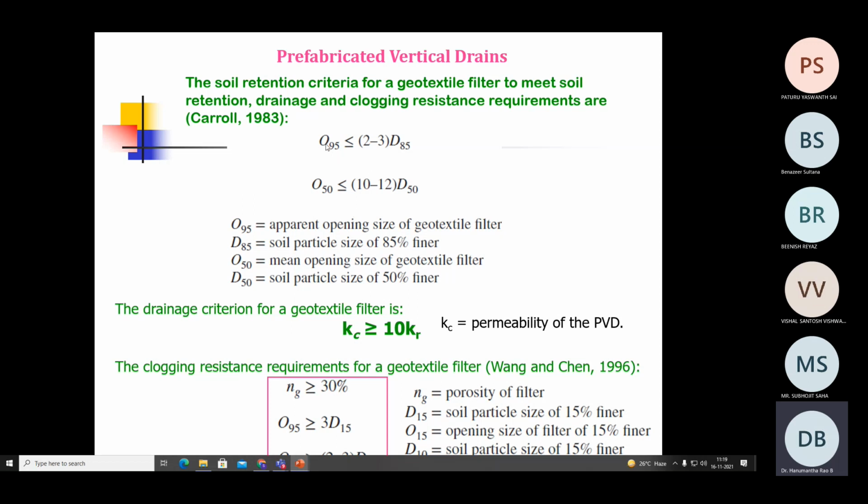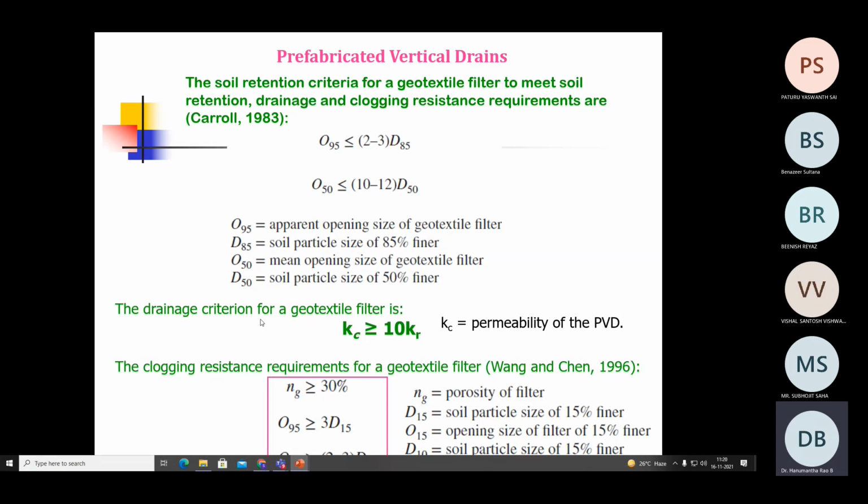For example, O is aperture size. So O95, apparent opening size of the geotextile filter, should be less than or equal to 2 to 3 times D85. That is the soil particle size of 85% of the fiber. As you know, it is similar to your D10, D30, D60. Here it is D85. Similarly, O50 should be less than or equal to 10 to 12 times D50. So these are some criteria to understand the drainage properties of the geotextile, but concurrently we are also avoiding the possible clogging of the geotextile within the stipulated period of that process.